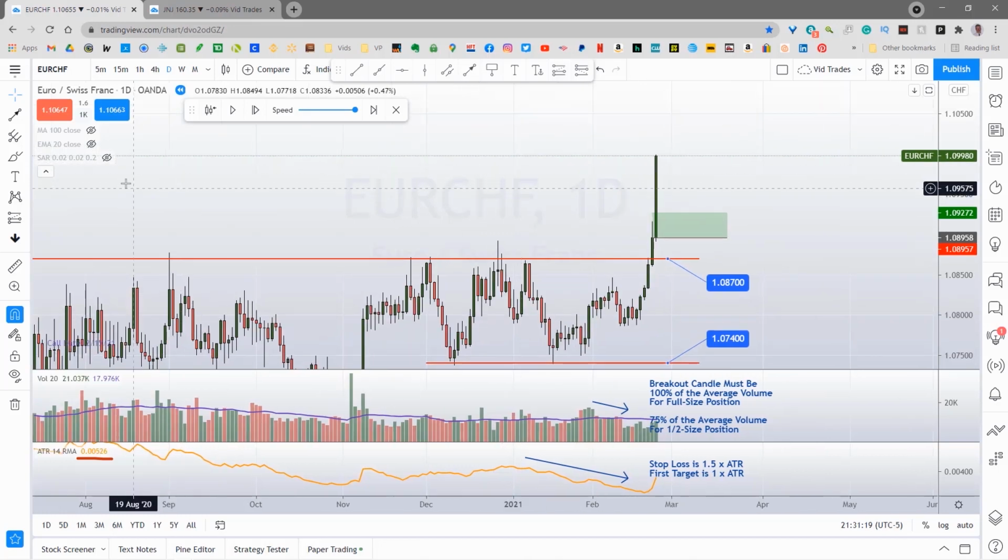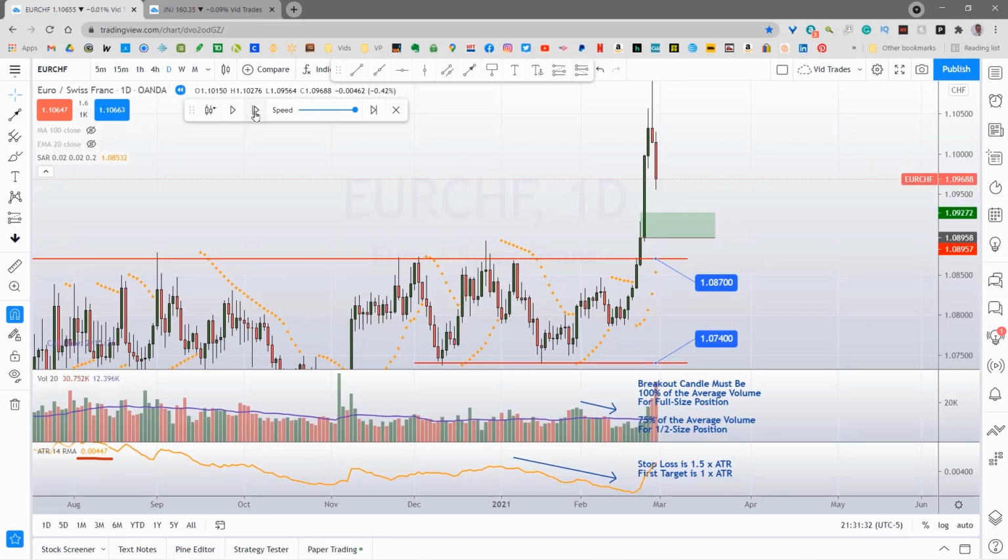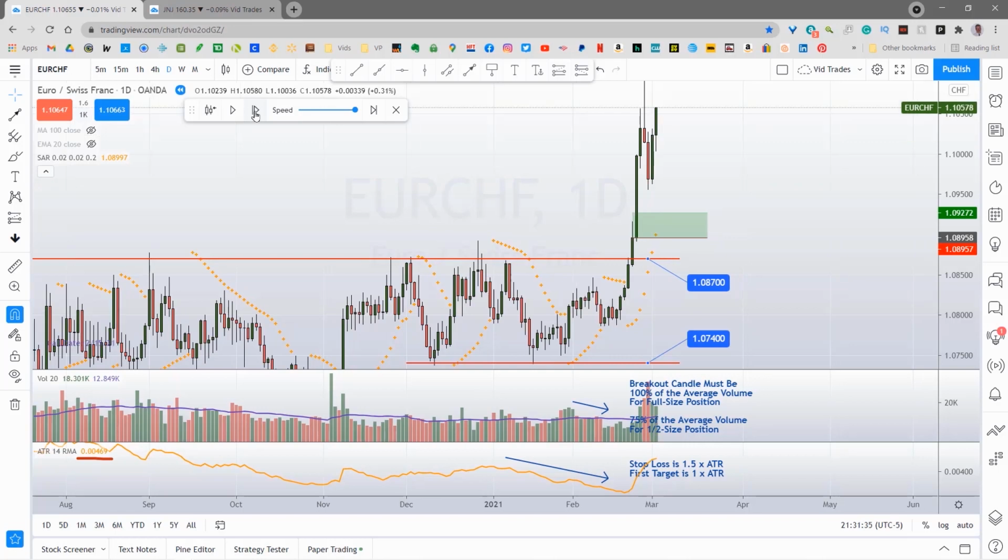At this point I will turn the parabolic SAR on, which as you can see is following along down here, and I will keep going through these candles until the parabolic SAR gets above the break-even point right here. So now the parabolic SAR is up here, and just for visual I will put this line here, and that is where my stop loss will be. I will match that on my account.